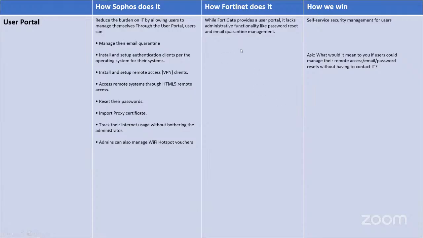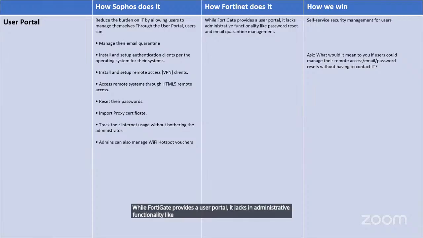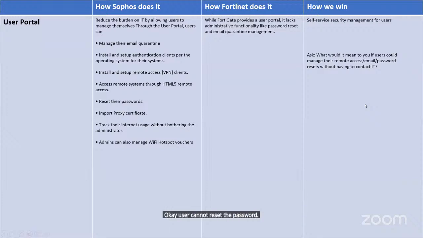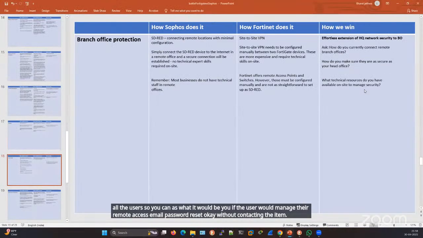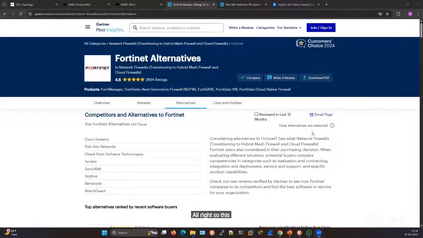While FortiGate provides a user portal, it lacks administrative functionality like password reset and email quarantine management. User cannot reset the password. So, self-service security management for all the users. You can ask what it would be if the user could manage their remote access, email, password reset without contacting the IT. All right, so this is the comparison between the FortiGate and the Sophos firewall till now.